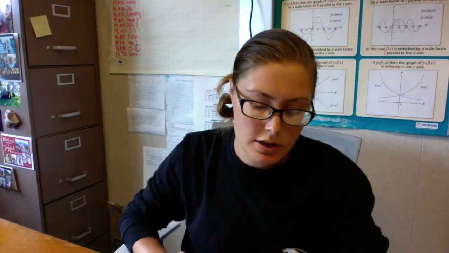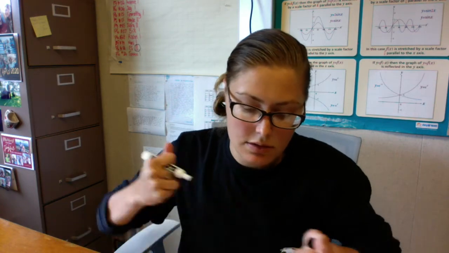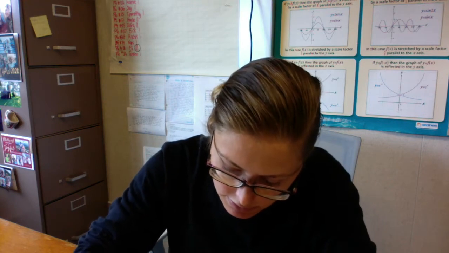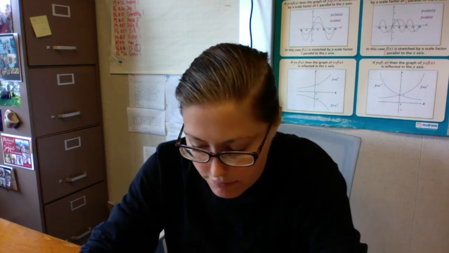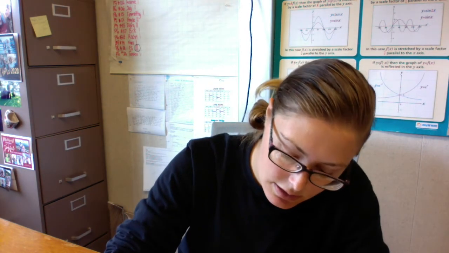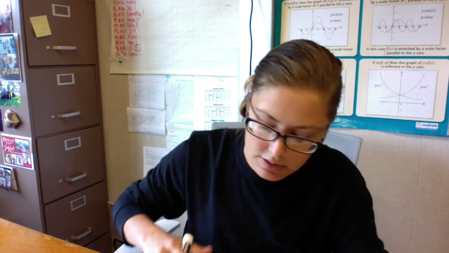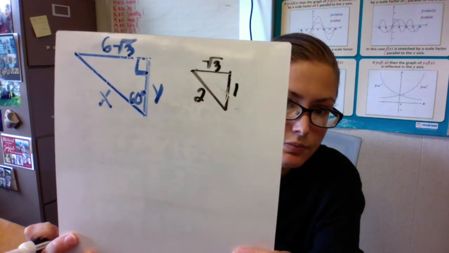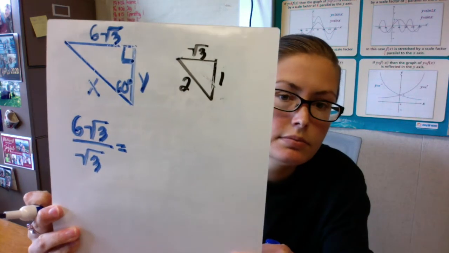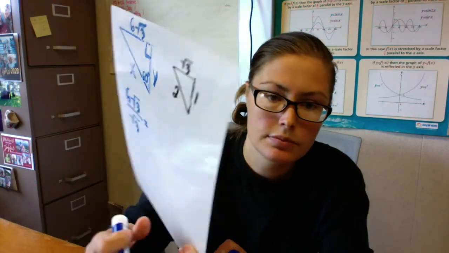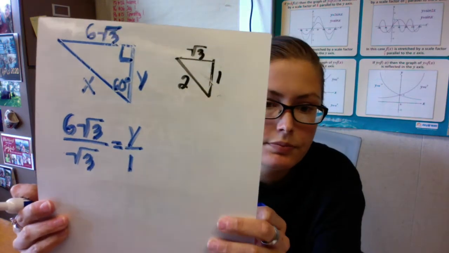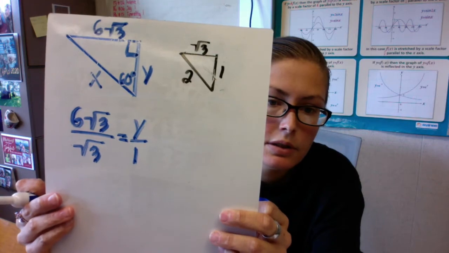Okay, I'm going to do this one by similar triangles, which means I'm going to draw a smaller triangle next to it. The side across from 60 is the square root of 3. Small side is 1. Other side is 2. Square root of 6, square root of 3, over the square root of 3, blue triangle to black triangle, is going to be the same as y over 1. Square root of 3 over square root of 3 become 1, so we get y is equal to 6.